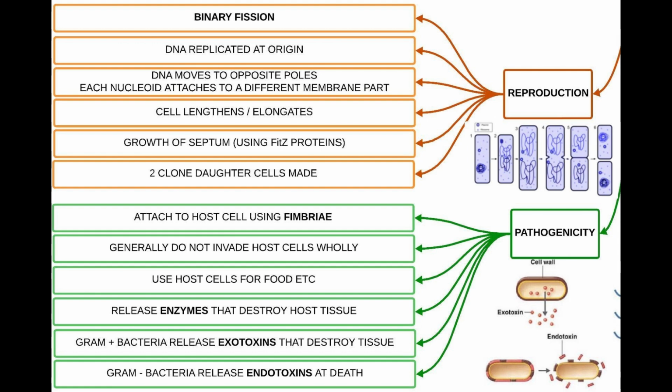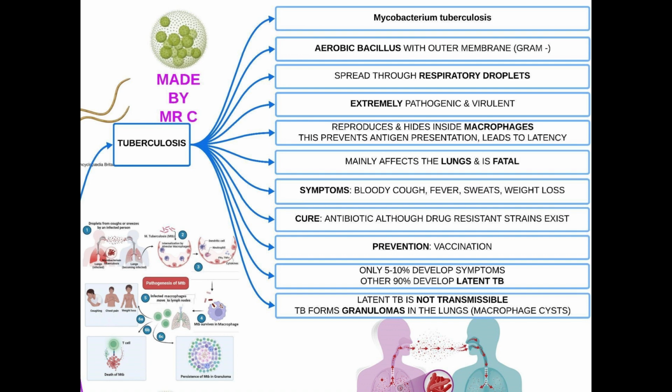Gram-positive bacteria release exotoxins, and gram-negative bacteria release endotoxins. A gram-negative bacteria, when it dies, its cell wall breaks down, and the parts of the cell wall are the endotoxin. Then we need to know two types of bacteria.